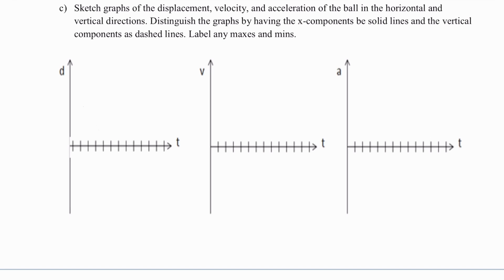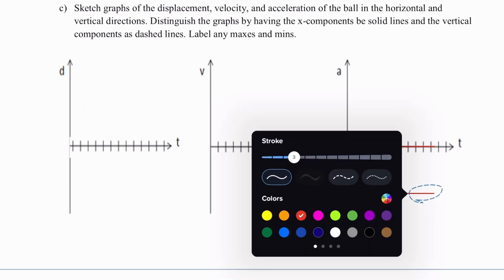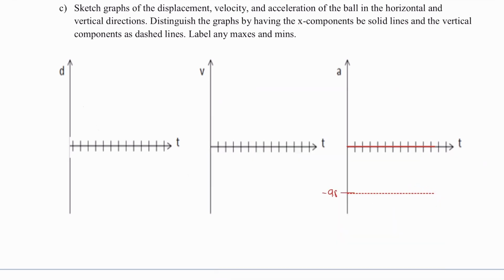Distinguish the graphs by having the x components be solid lines and the vertical components as dashed lines. Label any maxes and mins. So for the x component, I know that acceleration is 0, so I'm going to treat that as a solid line for 0. For the y component, I know that the acceleration is constantly at negative 9.8. So I'm going to have a line like this that's at negative 9.8, and I'm just going to make it dashed. So that will cover my acceleration.